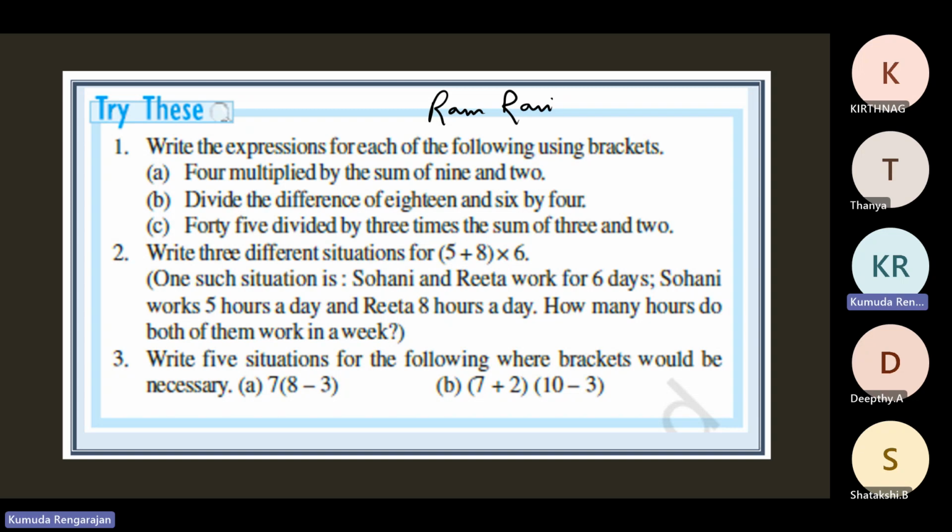Quickly, Ovia. Deepti. Yes, ma'am. Ram plays outside for 5 hours in a day, and Ravi plays outside for 8 hours a day. What is the total time Ram and Ravi play outside for 6 days? Very good. So like this, you can construct many situations.